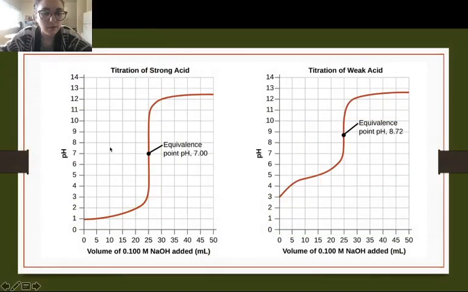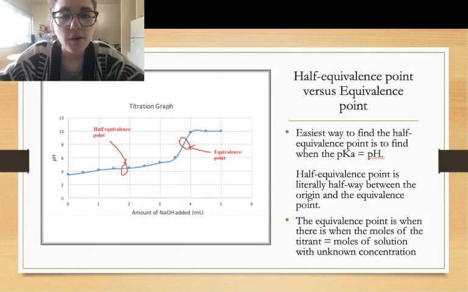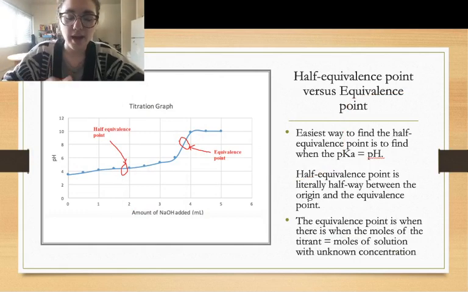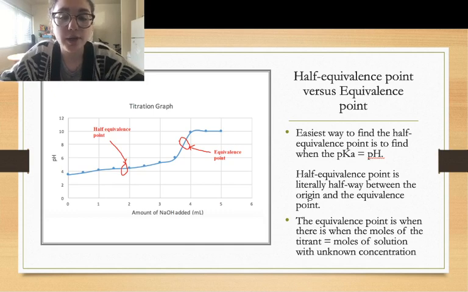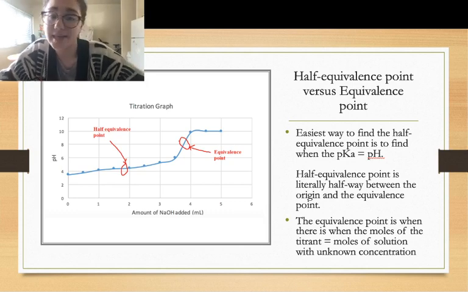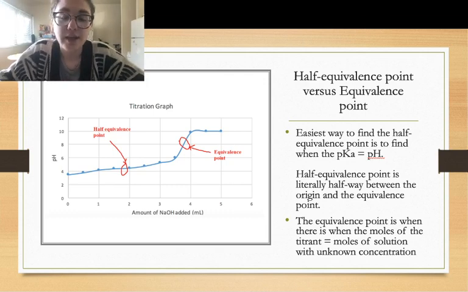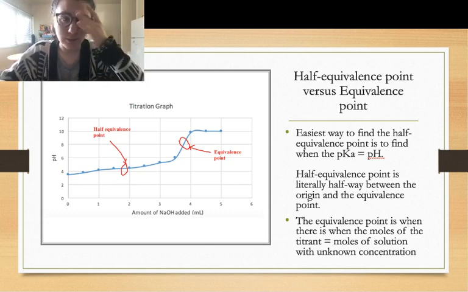Half equivalence. So half equivalence is basically when you are halfway between the origin and the equivalence point. When you're halfway there, you'll find that your pKa is equal to your pH, which is very true when you are doing a weak acid versus a strong base, but you can also find the same thing with a strong base and a weak acid. It's just that you'll be looking at your pKa as if it were a base. I know that can be slightly confusing, but the same rules apply. It's the pKa that equals the pH.